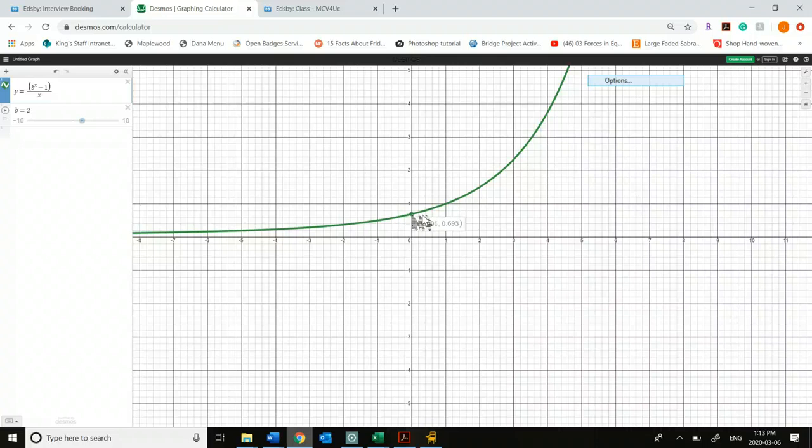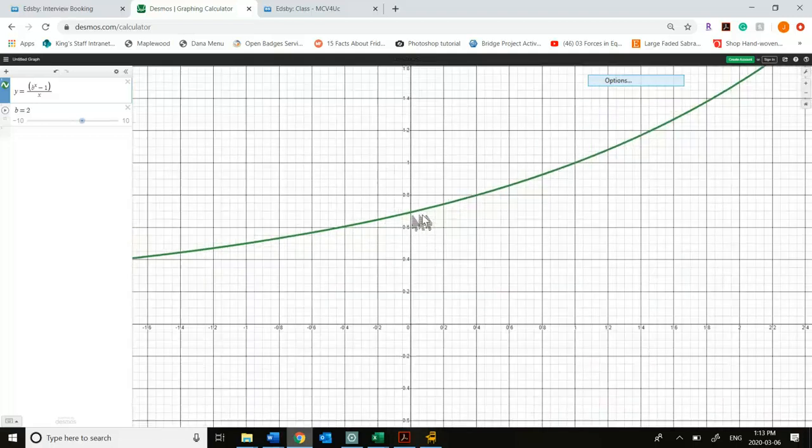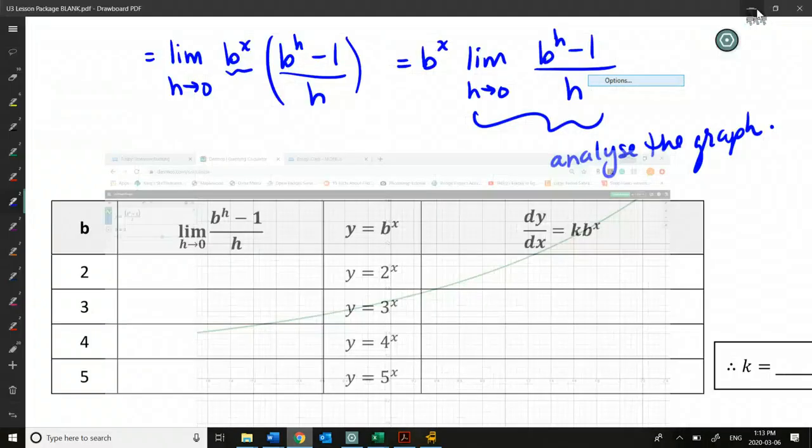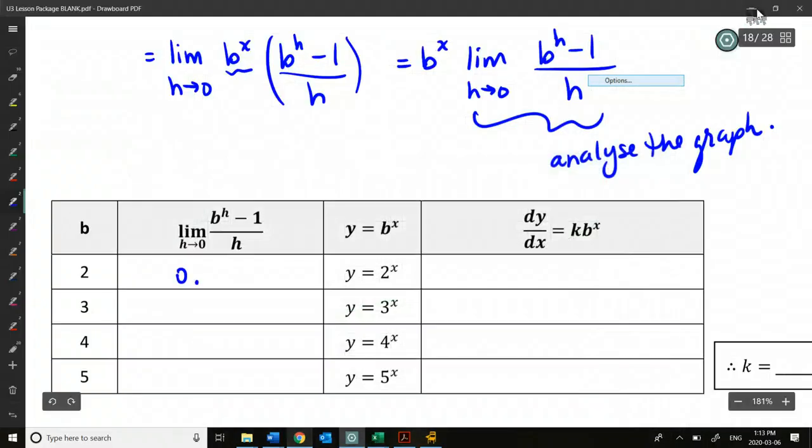Getting really, really close to about 0.693. So I'm looking at the y-coordinate there. I know it's a bit tough to see. Maybe we can zoom in a bit. So super, super close as we approach 0 here to about 0.693. So I'm going to record that in our table, 0.693. And then I'll switch our slider to 3, and then we'll see what that approaches as we go towards 0.